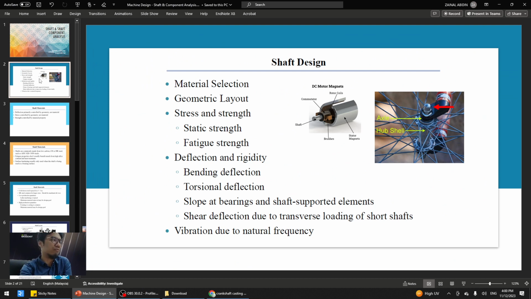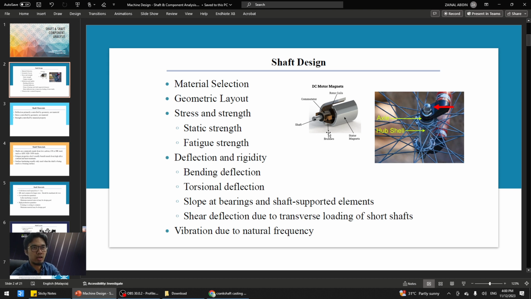For example, as this figure shows, in our DC motor, you can see there is a shaft in the middle. That is what we call the shaft. You can see it as an axle also. Another example of a shaft, we can see in the rim of a bicycle or motorcycle. There is a hub shell in the middle, then there is a long screw. That screw or axle we can also call a shaft.